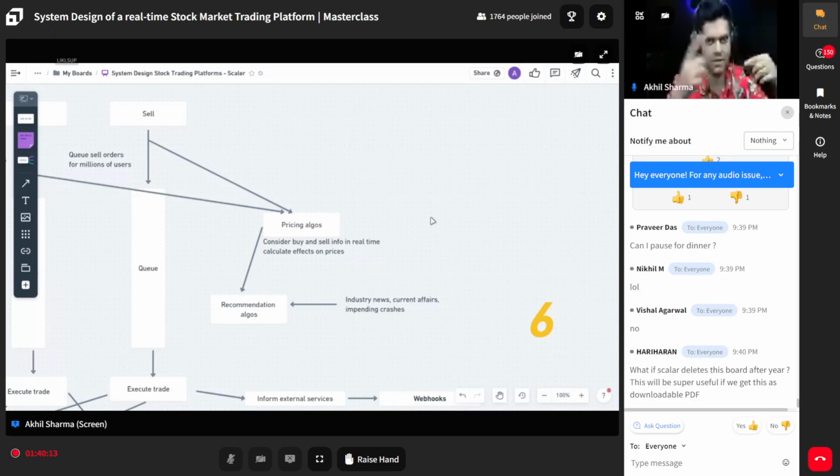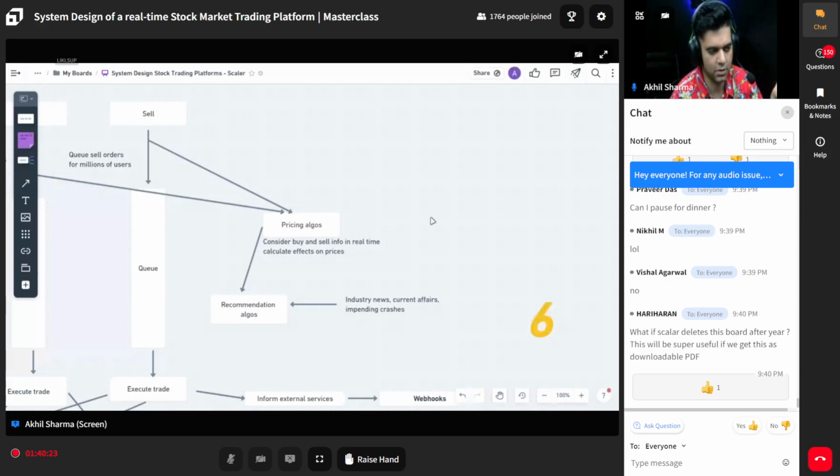So you want to have these algorithms currently tracking in real time all the liquidity of your pools or your stocks, and setting the price for all of the stocks in real time. And based on that, whatever you're buying, you will also get recommendations from various algorithms.